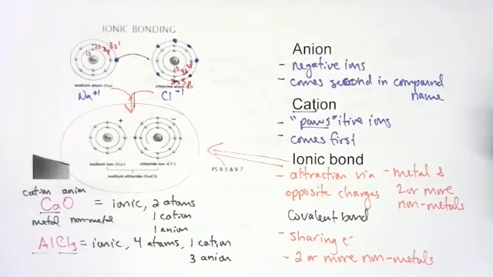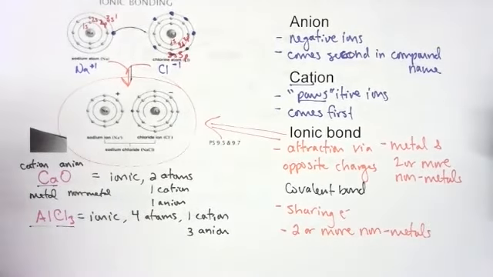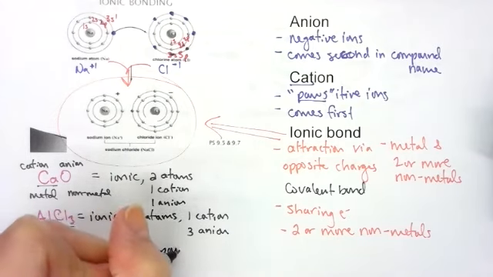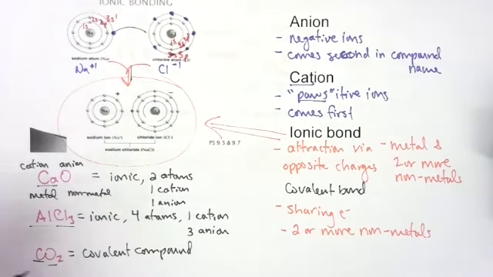Okay, let's do one more. How about CO2? What do you think this is? Carbon's a nonmetal, oxygen is a nonmetal. This is going to be a covalent compound, a covalently bonded compound. And there are no anions or cations, because only ionic compounds have anions and cations. We have a completely different rule for naming this than we do for naming these, which we'll talk about in subsequent videos.